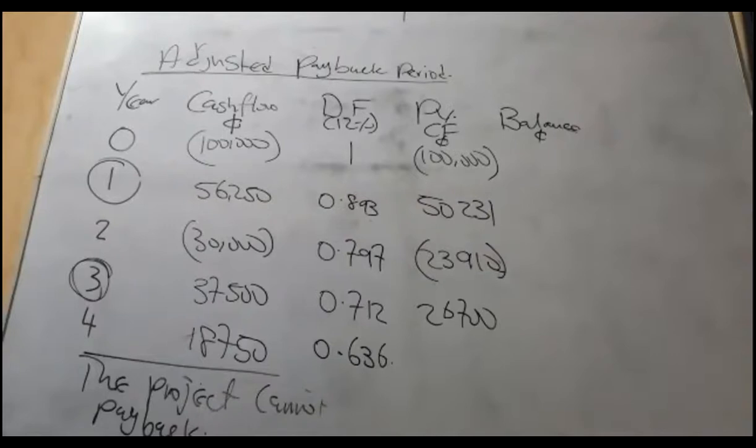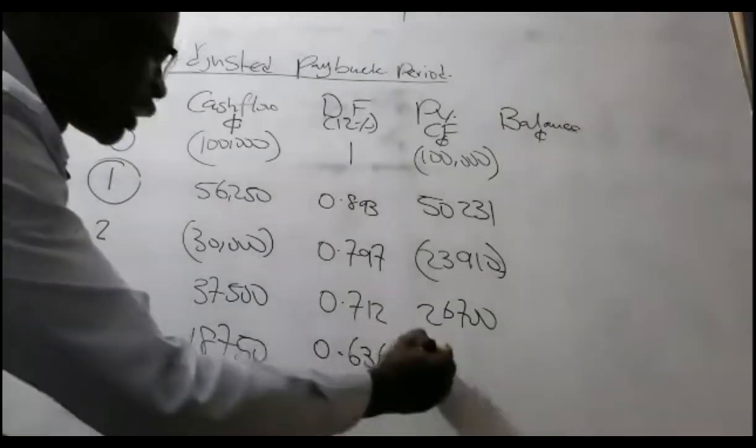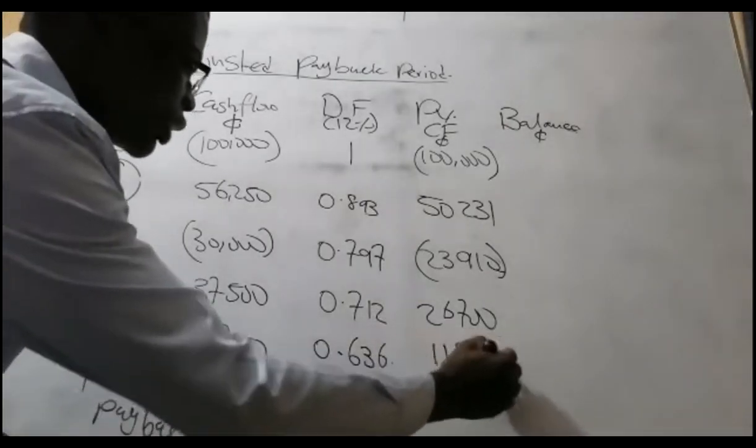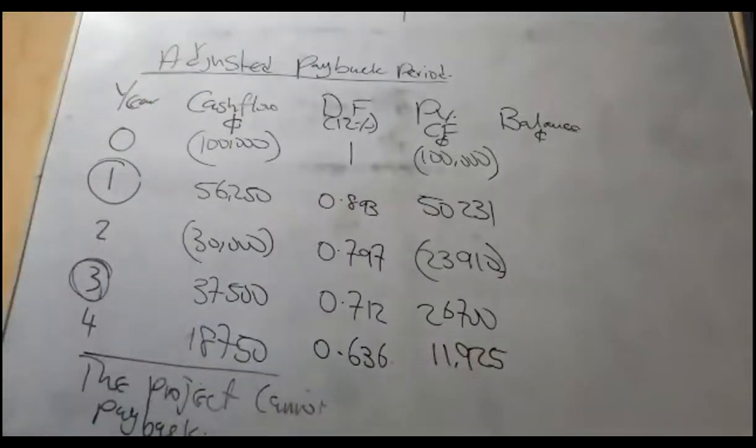Kindly make sure that you are getting the same figures, because now we are together. A time will come when you will solve it alone, so make sure that you get the same answer. The last one is 11,925. Now let's calculate the balance.